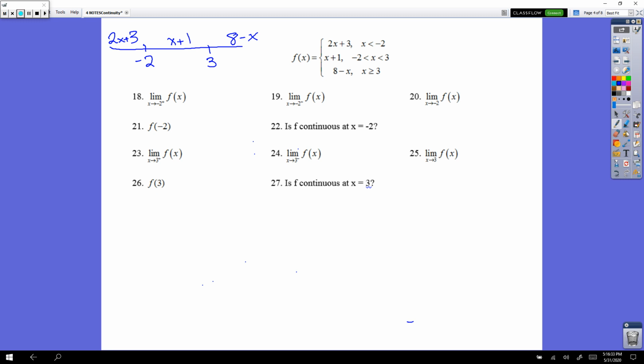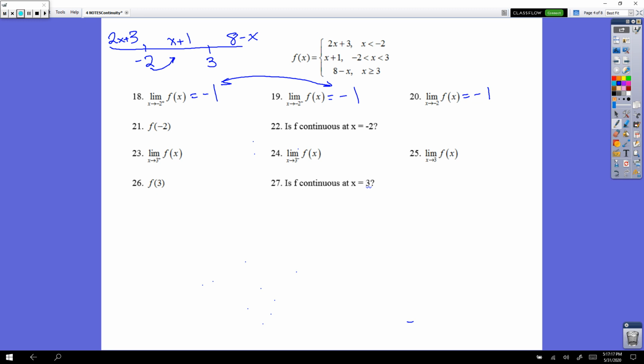So the limit as x approaches negative 2 from the right. Okay, so that means I'm plugging negative 2 into x plus 1. So negative 2 plus 1 would give me negative 1. The limit as x approaches negative 2 from the left would be plugging into 2x plus 3. So 2 times negative 2 would be negative 4, plus 3 would be negative 1. So the limit as x approaches negative 2. Since these two are the same, that means that the limit as x approaches negative 2 of f of x does exist, and it is negative 1.